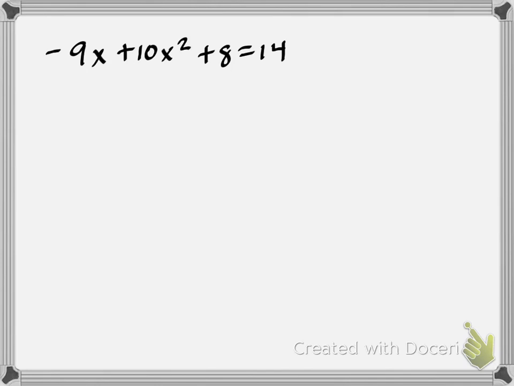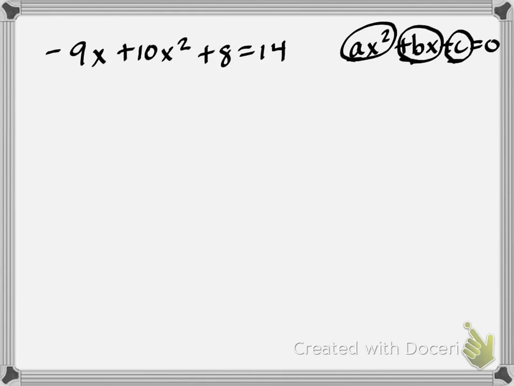So first of all, what we need to do is get it in order so that we have ax squared plus bx plus c equals 0. So we need the x squared term to be first, the bx term to be second, and the constant term, or just the number, to be third. And we also need to have it equal to 0. So if you notice here, instead of equals 0, it says equals 14.